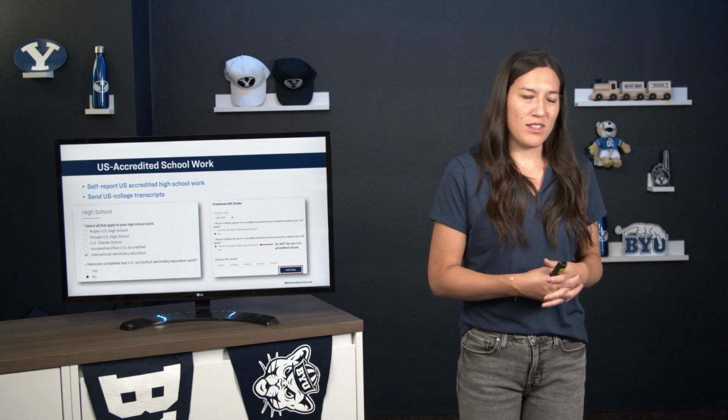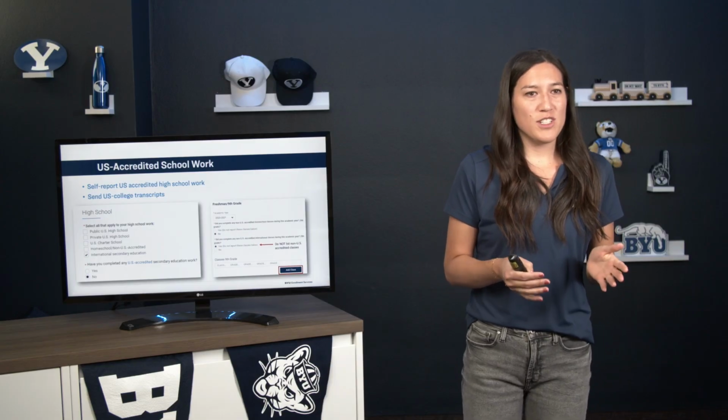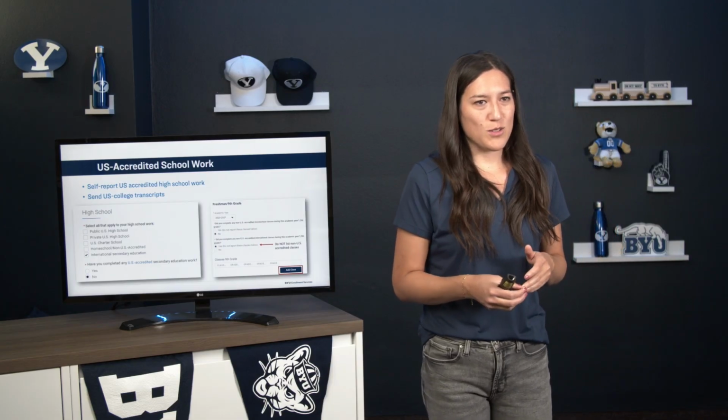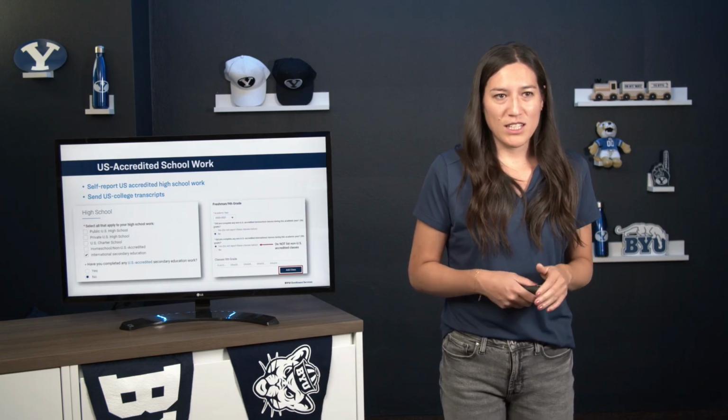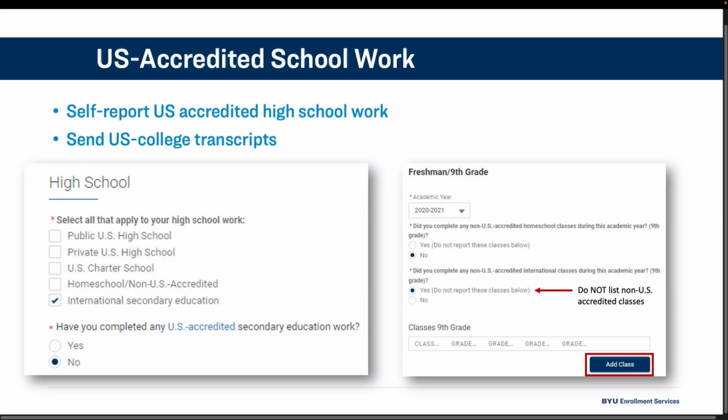Instead, you'll provide us with an evaluation. But for those years that you did attend a U.S. accredited school, you can say that you did not complete any non-U.S. accredited schoolwork and report your grades and your classes directly on this page. Again, all of these instructions are listed clearly on these application pages, so as long as you follow the instructions, you should be okay.